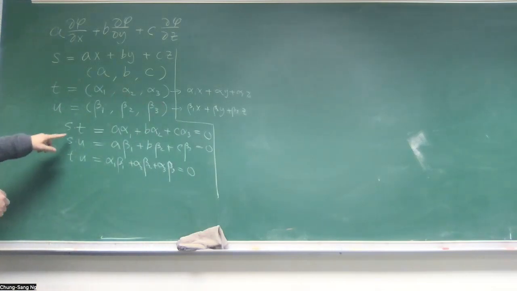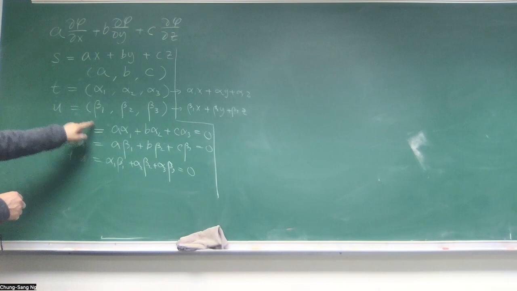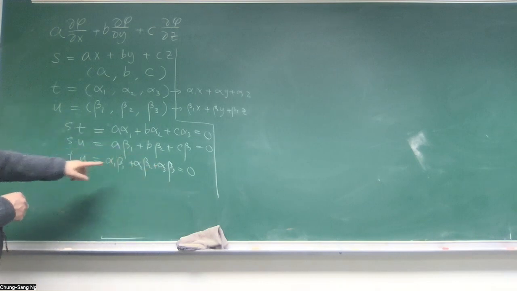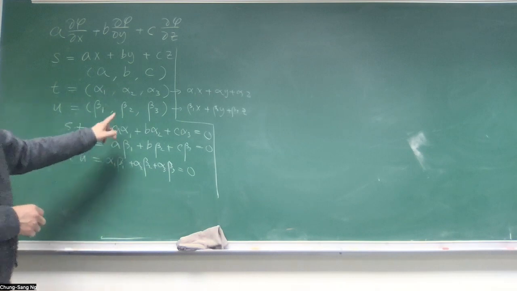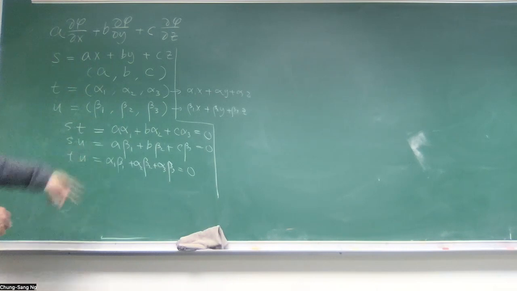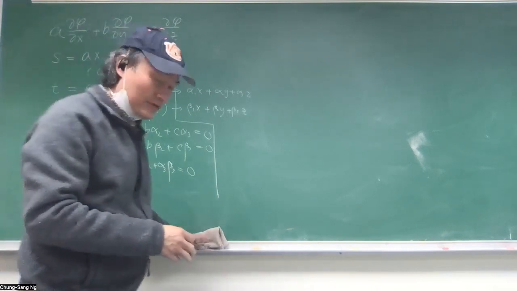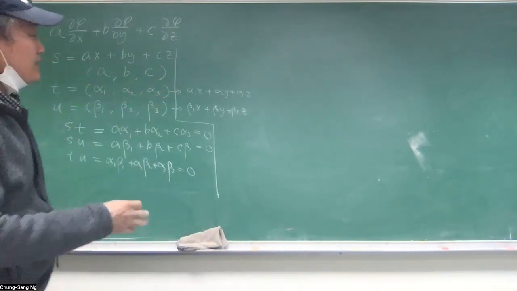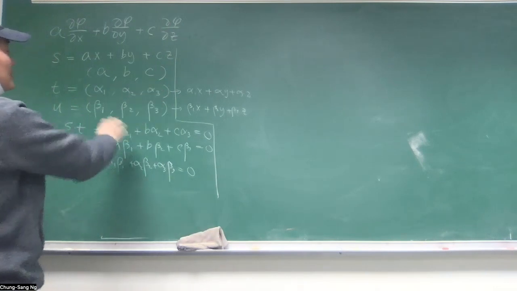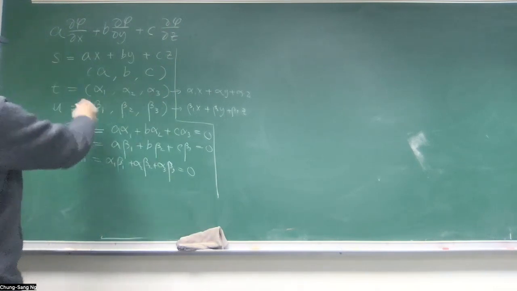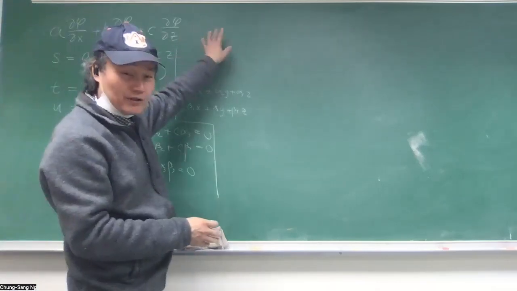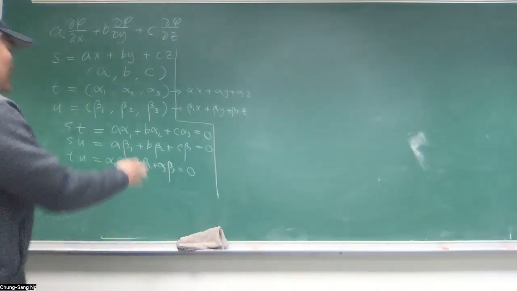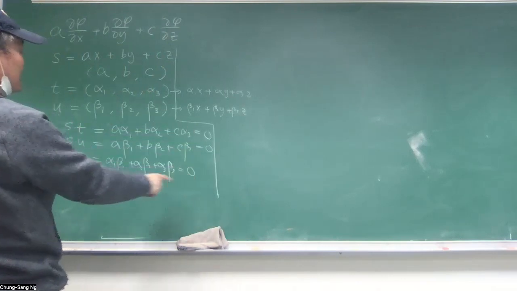And then S dot U would be 0, and then T dot U would also be 0. Okay? Because you have six variables and three equations, usually you'll be able to find a solution, and you have some freedom to choose your coordinates out of the coefficients. Usually it depends on the other parts of the differential equation, and you choose to maybe make it easier.